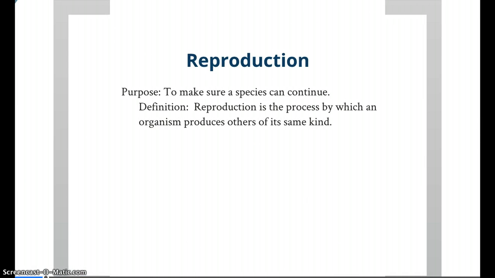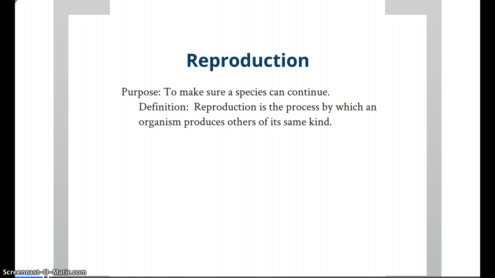First, reproduction's purpose. The purpose of reproduction is to make sure a species can continue. That is directly related to our essential question. Why is reproduction essential for a species to continue? Well, now we have to learn about our definition. The definition says reproduction is the process by which an organism produces others of its same kind. So in order for a species to continue to go on and not become extinct, it must reproduce.